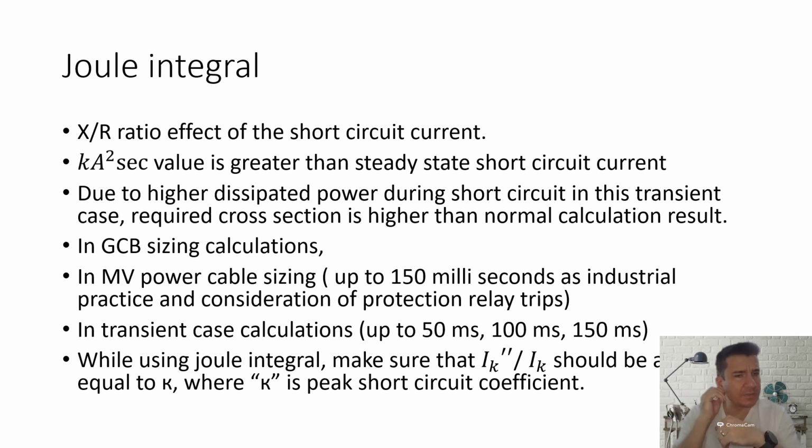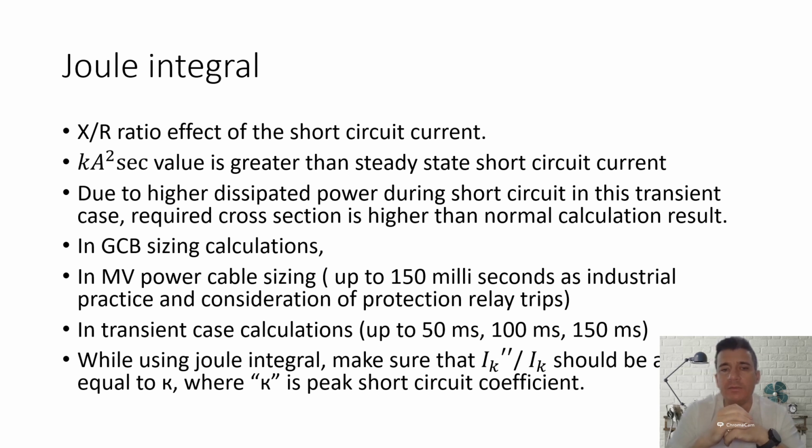As I explained before, since you can set your protection relay up to 200 milliseconds, in this 200 milliseconds you need to be sure what the required kiloampere second value is for that initial part. It is not the same as with steady state cases.